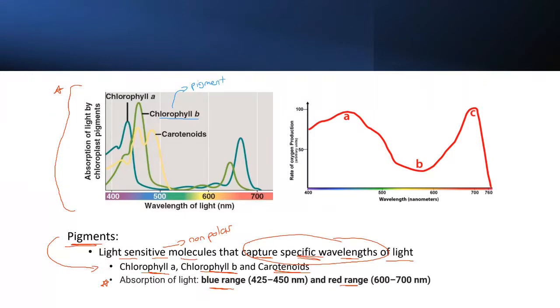This is the absorption spectrum, so this is the absorption of light of chlorophyll B. What happens here? It doesn't really capture very well. It does capture light here. You can see it's going up, up, up, until it gets here. This is going to be like the top of the hill, right?